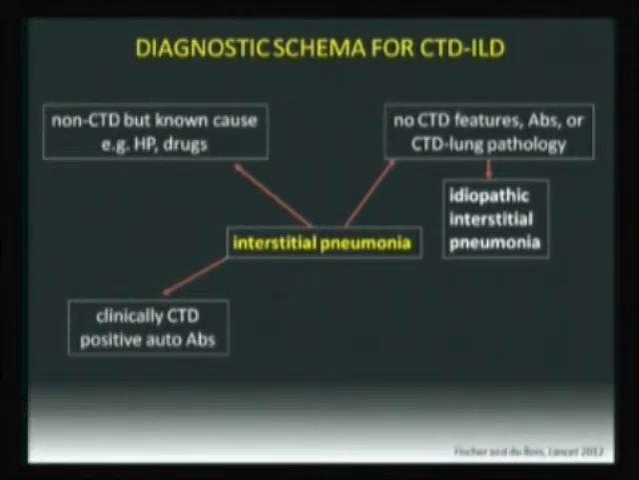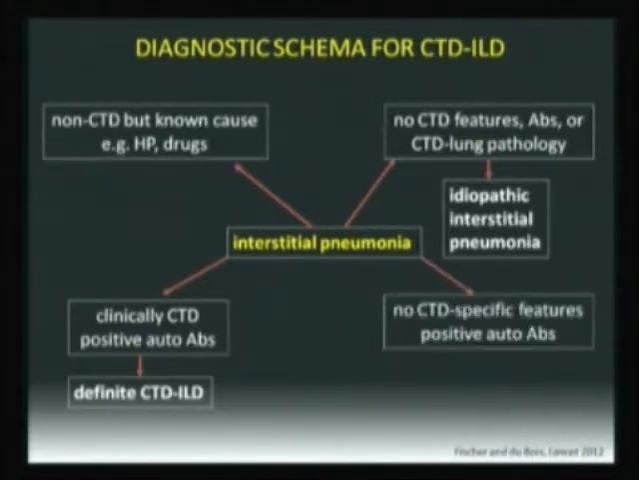Then you have clinical features of connective tissue disease and positive autoantibodies, very clear. You have definite CTD-ILD. In this case, the therapy is the therapy of the connective tissue disease. If it's scleroderma, it's the therapy of scleroderma. If it's rheumatoid arthritis, the therapy of rheumatoid arthritis. If it's lupus, it's the therapy of lupus.